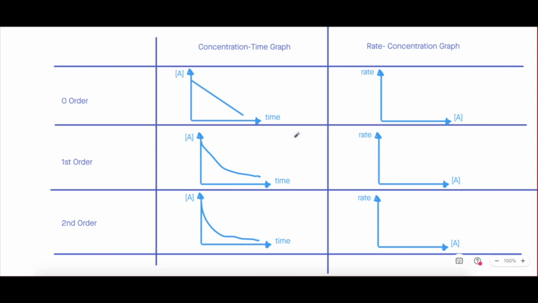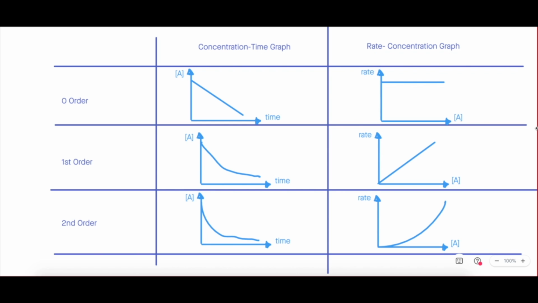Now for the rate against concentration graph, remember, for zero order, concentration does not affect rate, so this should be a horizontal line. No matter what the concentration is, the rate should always stay the same. For a first order graph, we said it was directly proportional. Directly proportional in science, remember, means it's a straight line through the origin. And for a second order graph, it's a curve upwards. So when it comes to rate-concentration graphs, it's easy to tell the difference between all three of them, because they all have different shapes. But for concentration-time graphs, you can only tell the difference between a zero order and a first order graph.